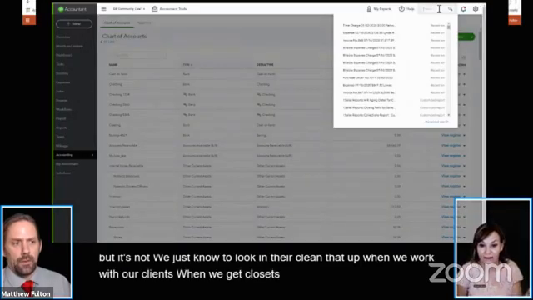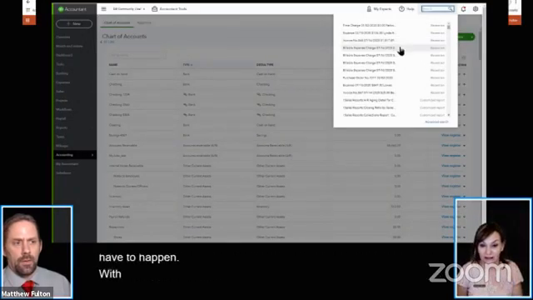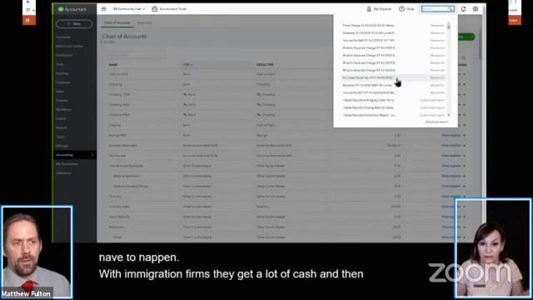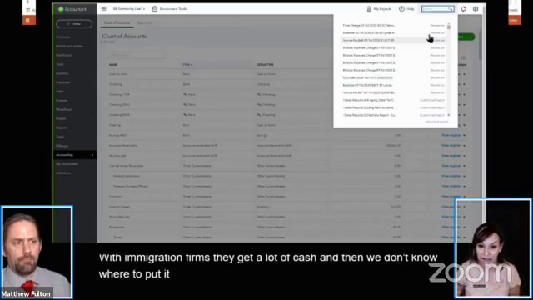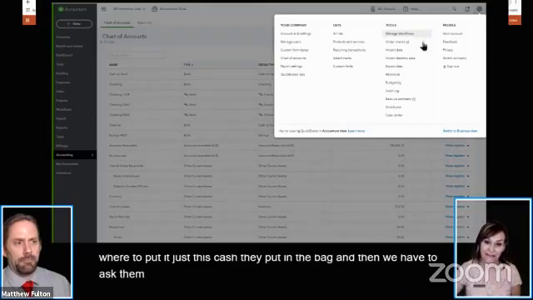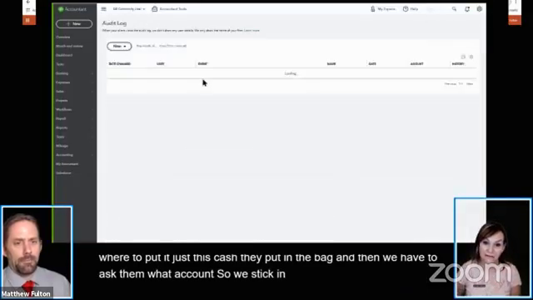We have that happen with immigration firms. They get a lot of cash and then we don't know where to put it. It just says cash, they put it in the bank and then we have to ask them what account. So we stick it in Suspense Deposit. So it's up in the income side and we just make a note.